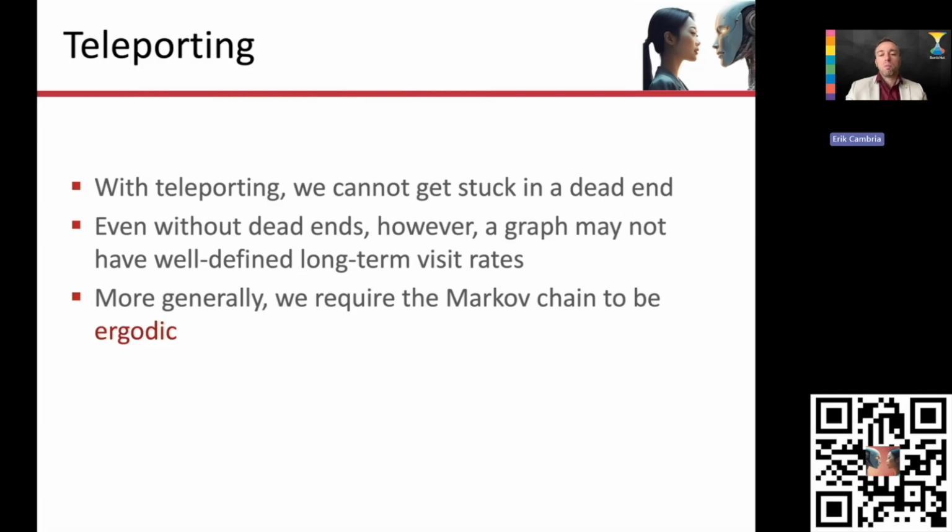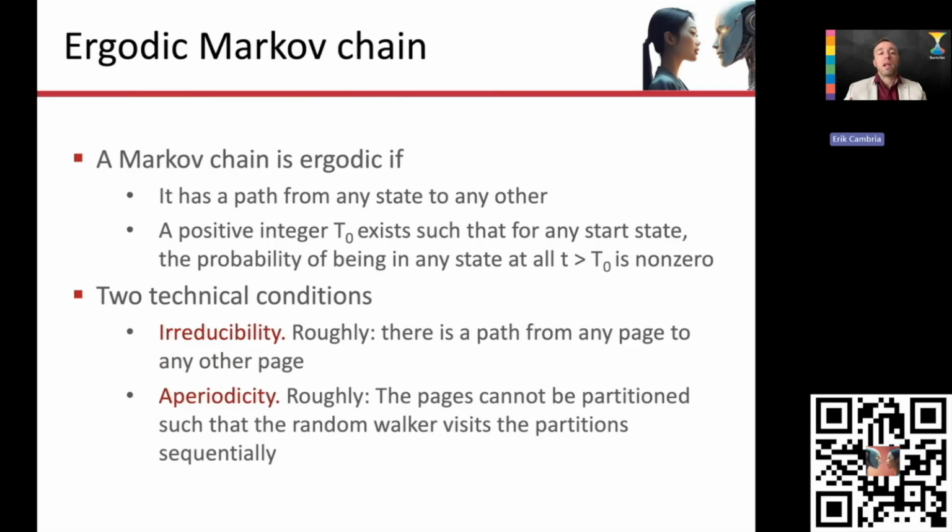This again is important because it makes the Markov chain ergodic, and we like to work with ergodic Markov chains because they are irreducible and aperiodic. So it basically makes sure that we can reach any page from any other page, and there are no loops inside the graph, so that I don't get stuck in the same subset of the graph.